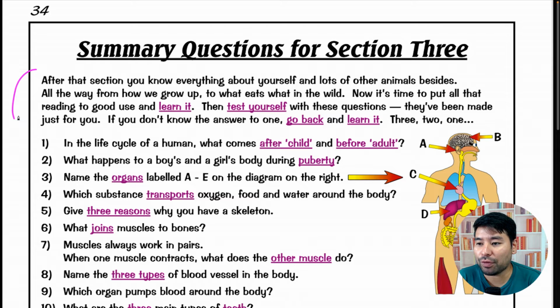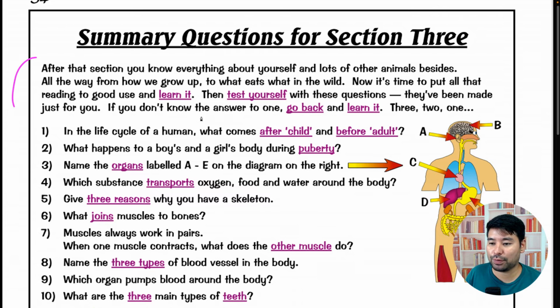Então, all the way from how. Tudo sobre como a gente cresce, o que come, né? E sobre, né, a vida selvagem, wild é selvagem, né? E agora é hora de colocar tudo isso, né, que nós lemos e fazer um bom uso disso, como aprendendo e respondendo, né? Então, vamos testar nós mesmos, né, com essas questões, porque elas foram feitas especialmente. They have been made, né? Aí, just, né, somente para você. Specific, ok? If you don't know the answer, se você não sabe, get back, read again, and get back here.